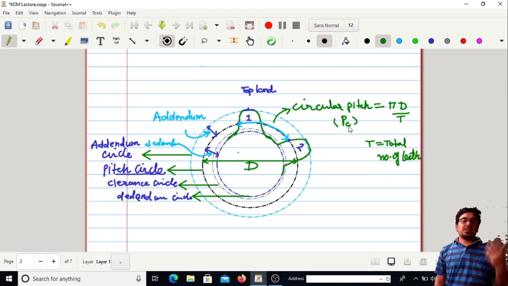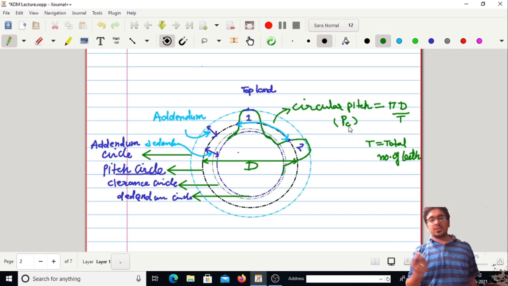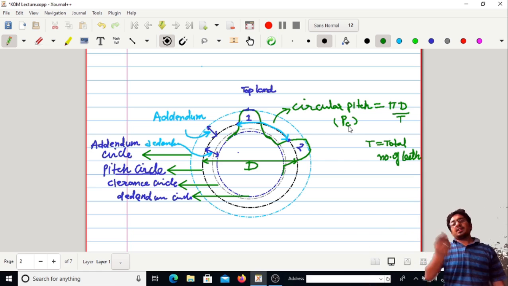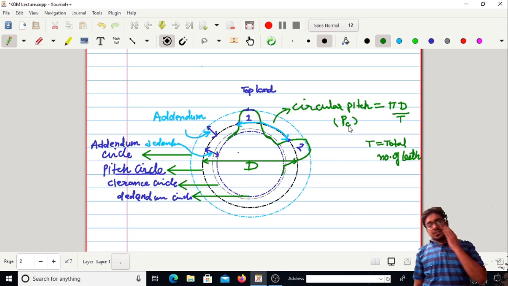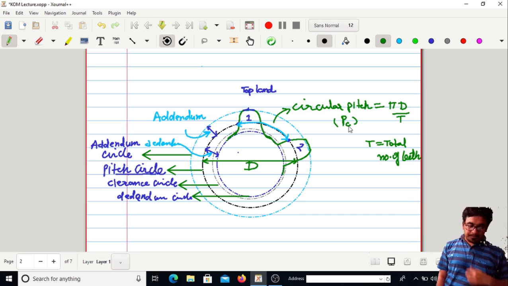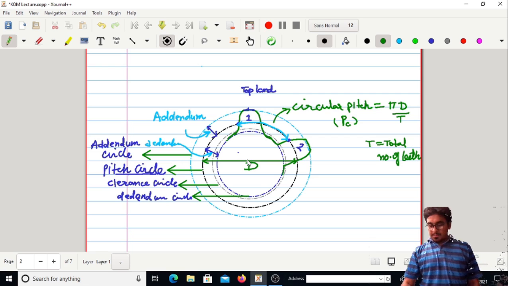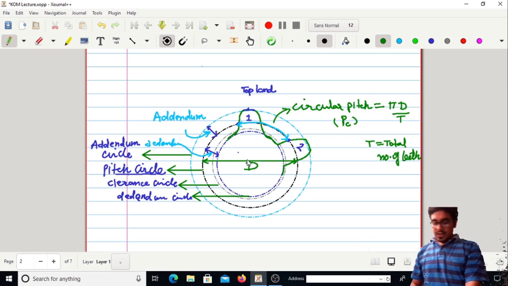Pitch, we already know that in case of threads it is the distance between two consecutive threads, and in case of gears it is the distance between two consecutive teeth measured on the pitch circle. So this is the circular pitch. Now this pitch circle is imaginary. You will not see this circle on an actual gear, but the gear is designed and manufactured with respect to this pitch circle. Okay, fine.